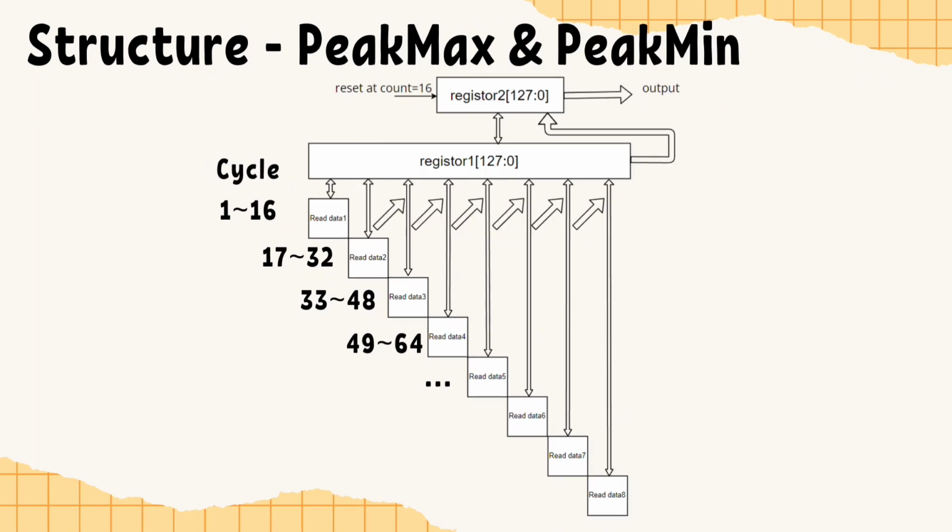Peak min and peak max are similar to the previous one. After we output the first result, we store it in another register and compare it with the next round.